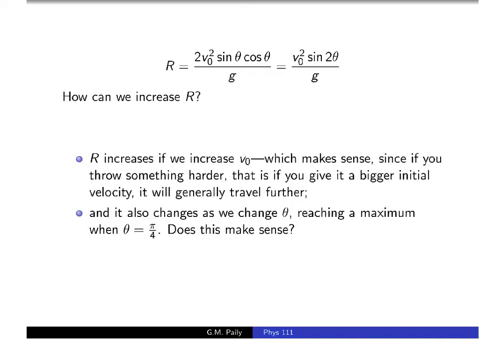So, theoretically, assuming no air resistance and keeping the launch speed constant, we will find the greatest range for a projectile when the launch angle is 45 degrees. Why does this make sense? Think about it a little while. We'll come back to it a little bit later in this video.